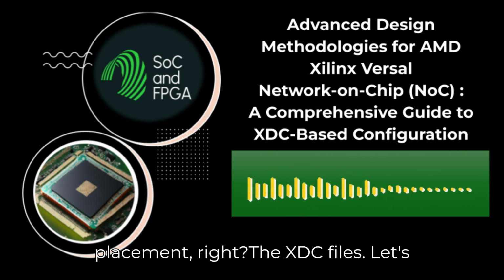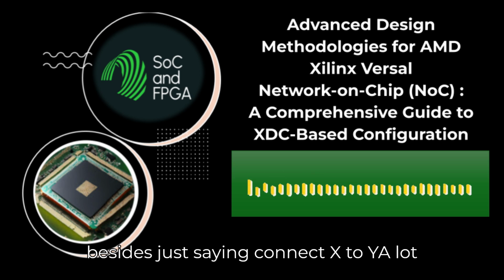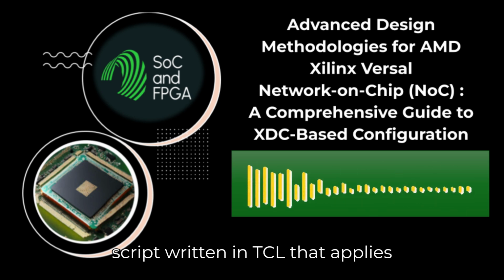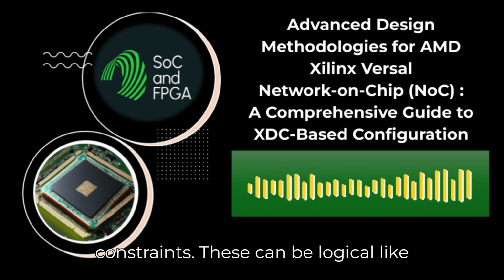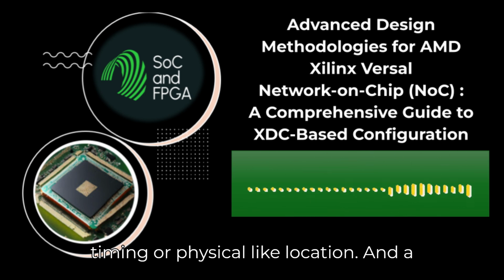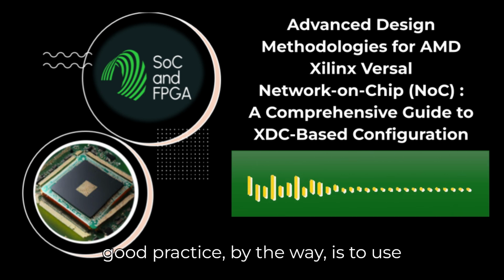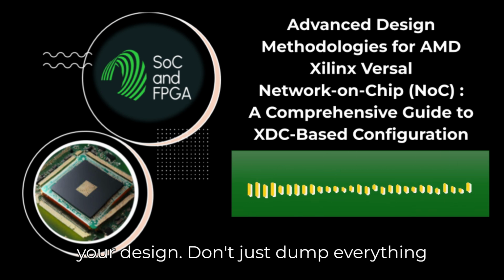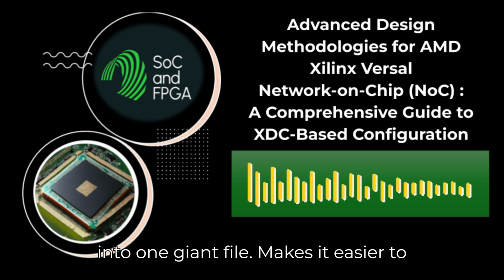Right, the XDC files. Let's talk about those. What goes in them besides just saying connect X to Y? A lot, potentially. An XDC file is basically a script written in TCL that applies constraints. These can be logical, like timing, or physical, like location. And a good practice, by the way, is to use separate XDC files for different parts of your design. Don't just dump everything into one giant file. Makes it easier to manage.